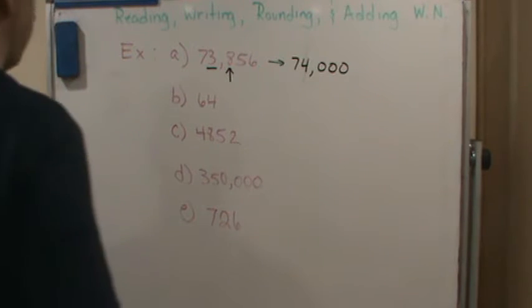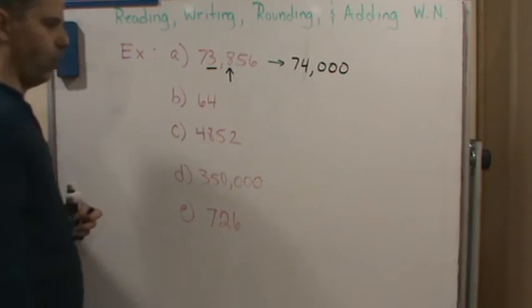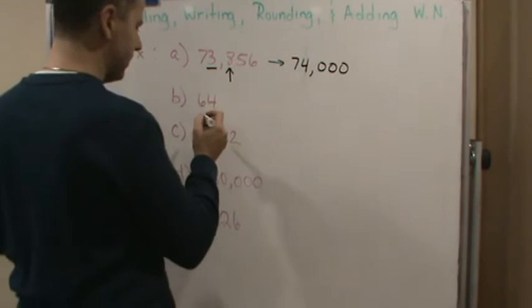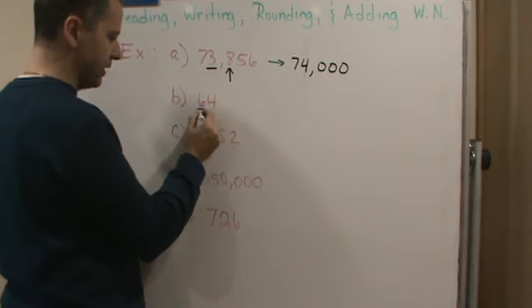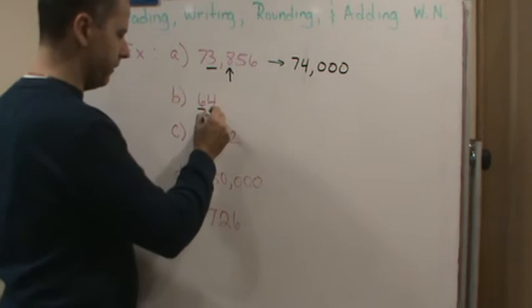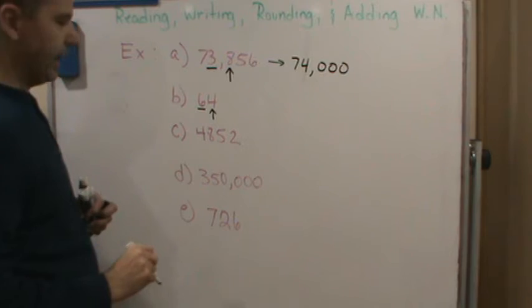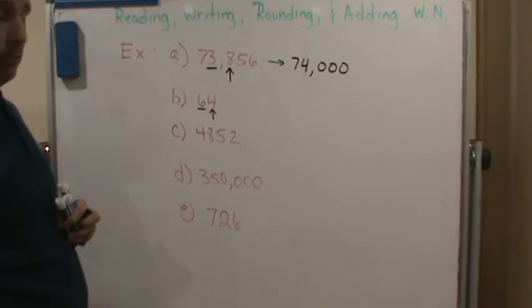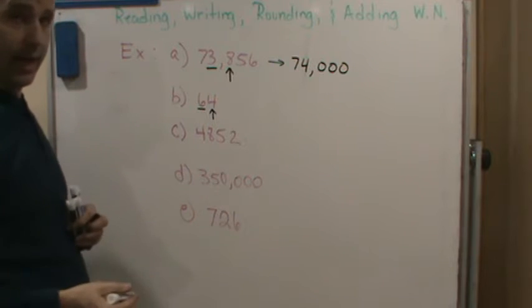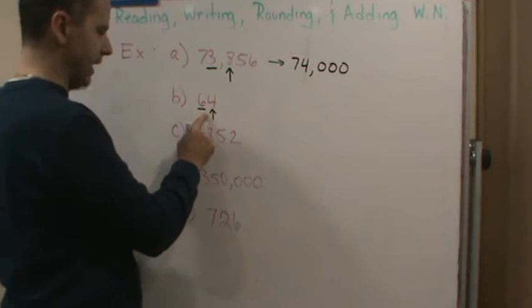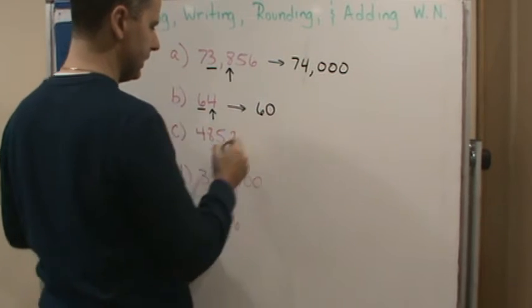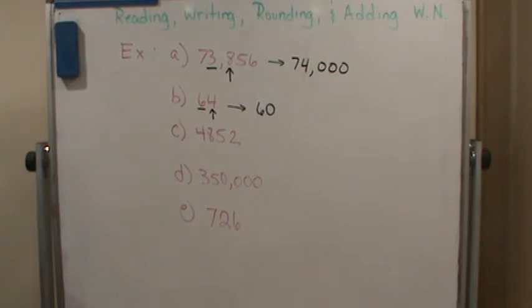So now, what about the next one? B. B is 64, and they were rounded to the nearest 10. Well, in this case here, we're rounding to the nearest tens place. So we're going to look at the 4, and that means, is it 5 or higher? No, in this case it's 4 or less, which means the 6 will stay the same, and the 4 will go to 0, and this becomes 60. So rounded to the nearest 10, 64 becomes 60.